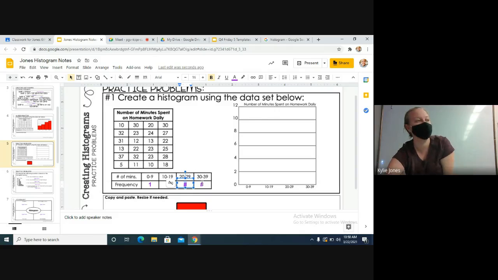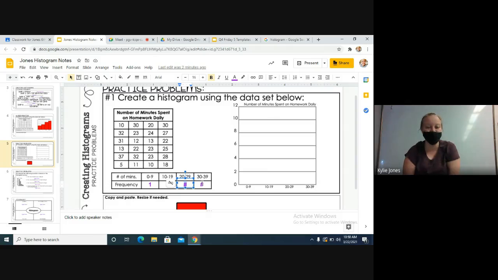Count up how many students spend 20 to 29 minutes on their homework, and then count up how many students spend between 30 and 39 minutes. I know that one. I know all of them. I don't. I just don't know how to do it. Okay, I did it.